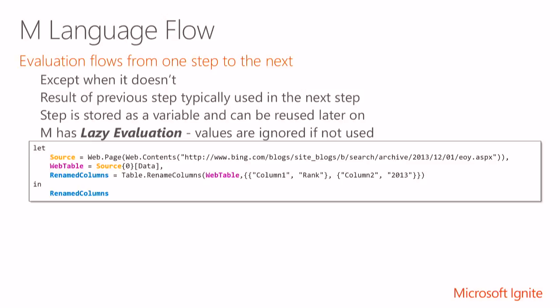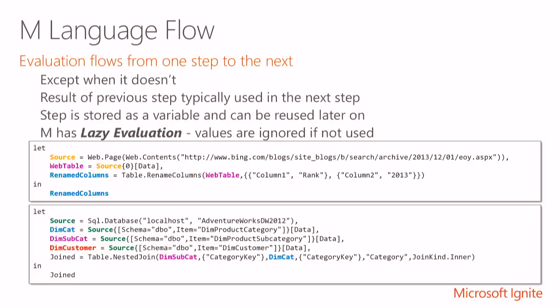You can think of the let statement as sort of a scope for a given query. And the in statement is going to be what you're actually returning from that query. Okay? This is the type of code that the Power Query UI would generate, because you're going step by step and you're working table by table.